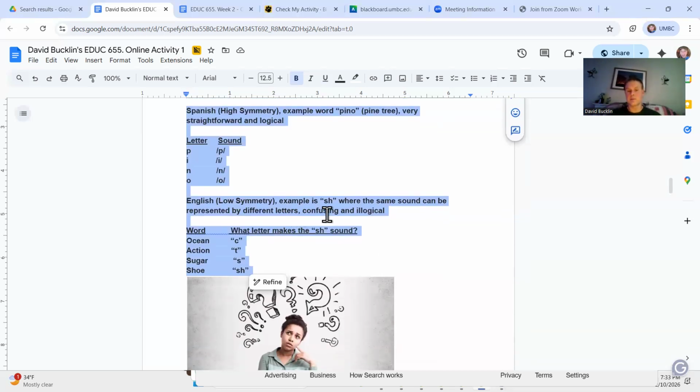English, low symmetry. Example: ocean, action, sugar, and shoe. Different letter combinations to produce the same sound.